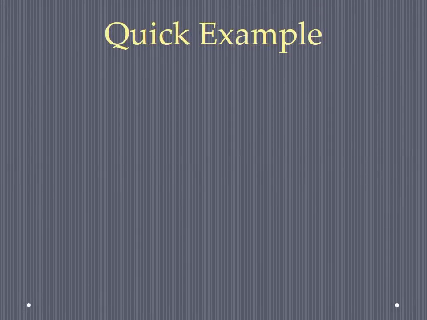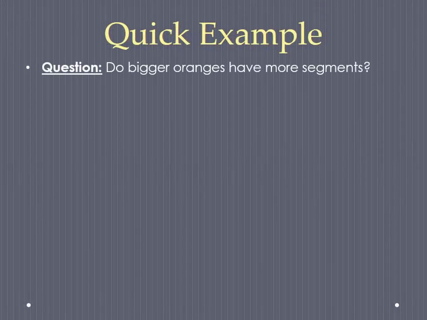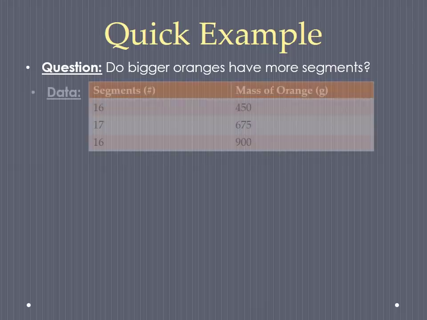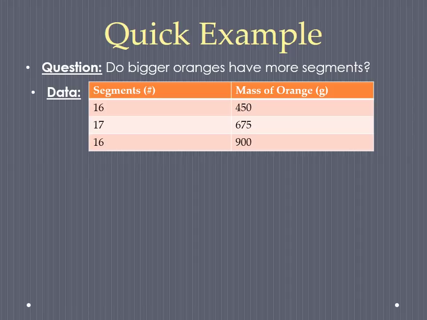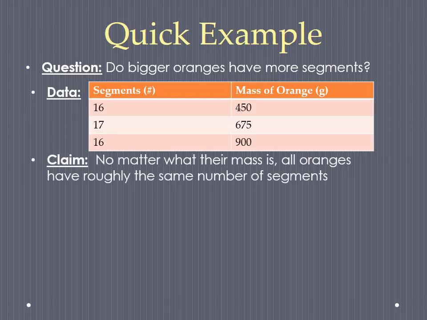So here's a quick example. We start with our question: do bigger oranges have more segments in them? Here's your data that you collected from an experiment you conducted. Here are three oranges with different masses, and the segments that each of them had were 16, 17, and 16. Pretty similar.